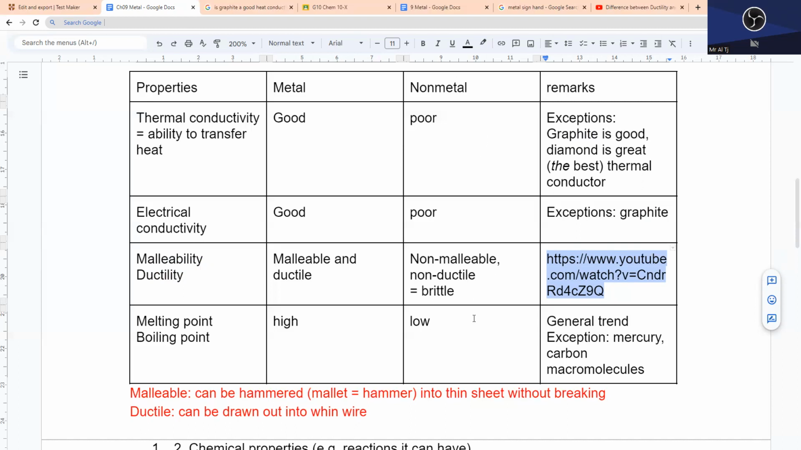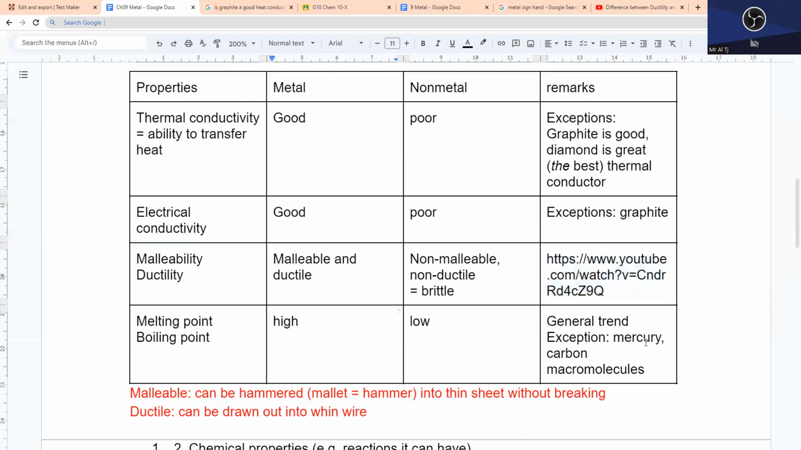Non-metal, on the other hand, tends to have a low melting and boiling point. Practically all gases we see here are non-metals. It's because they have such a low boiling point that even at room temperature they have already boiled, and we get them as gases. Of course, as usual, there will be general exceptions. This is the general trend.